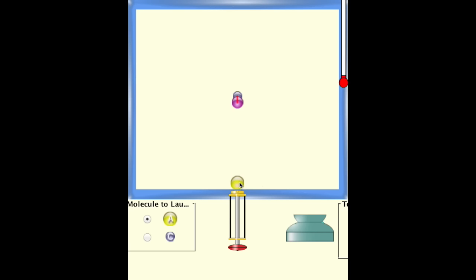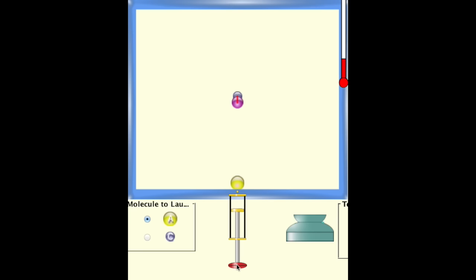So here is the simulation. That's molecule A down there, which you can now shoot at molecule BC. And there's that BC bond between them. And the gadget at the bottom allows you to shoot molecule A at them with varying speeds, varying amounts of energy, and let's see what happens.